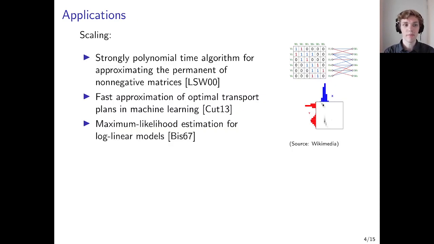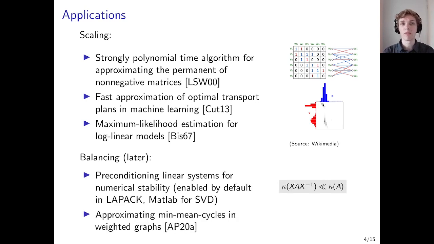Right, let's look at some applications of this problem. Scaling, for instance, was used to get a strongly polynomial time algorithm for approximating the permanent of non-negative matrices, the first of its kind. This is a very nice application, I think. It's also related to bipartite perfect matching. Next is an application which is more recent. It can be used to quickly approximate optimal transport plans in machine learning, where you have a starting distribution and a target distribution. You want to find a joint probability distribution which marginalizes to these two distributions, which is a transport plan, and you want to find one which has minimal cost. You can approximate such a plan directly by scaling a particular matrix. Furthermore, the first application that I know of was actually in maximum likelihood estimation for log linear models. This is also where the Sinkhorn algorithm, under the many other names it has been called by, was first developed.